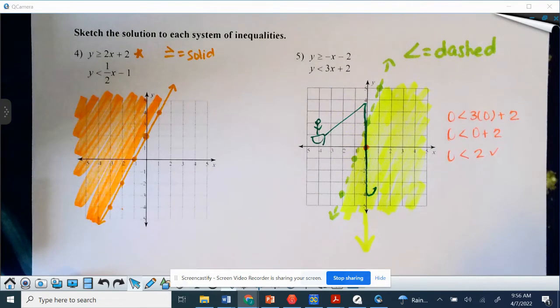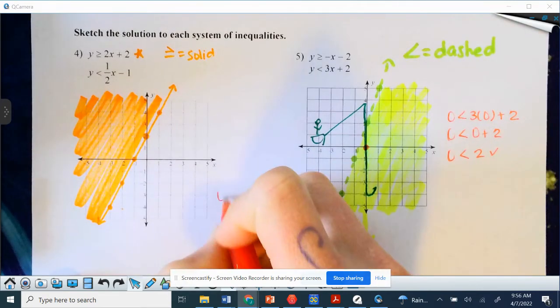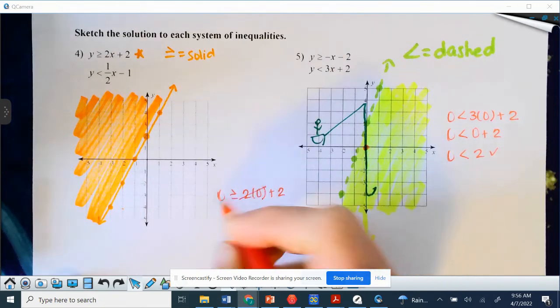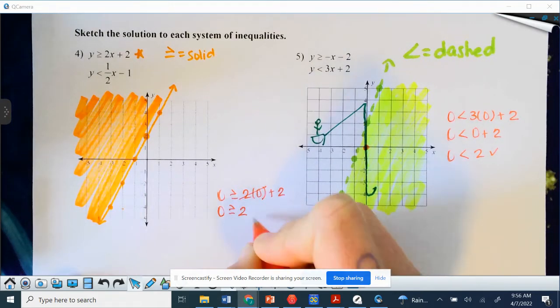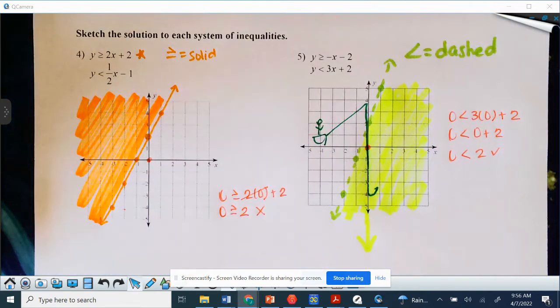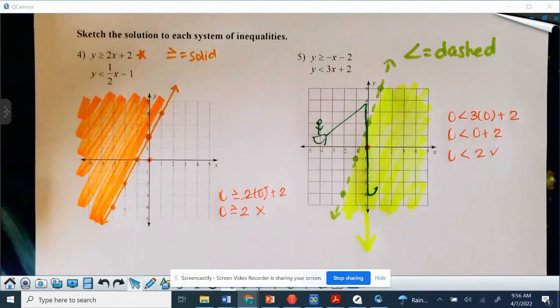So if we try it over here, 0 is greater than or equal to 2 times 0 plus 2. That's going to give me 0. So 0 is not greater than 2. So that's why that 0, 0 is not the direction you want to shade. Now, that is the exact same skill that you are going to now apply to systems. But the only difference is you're going to put 2 on 1.